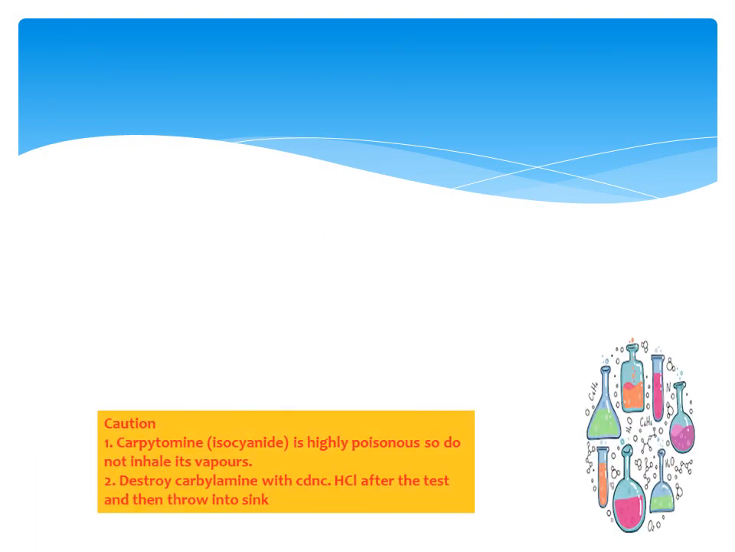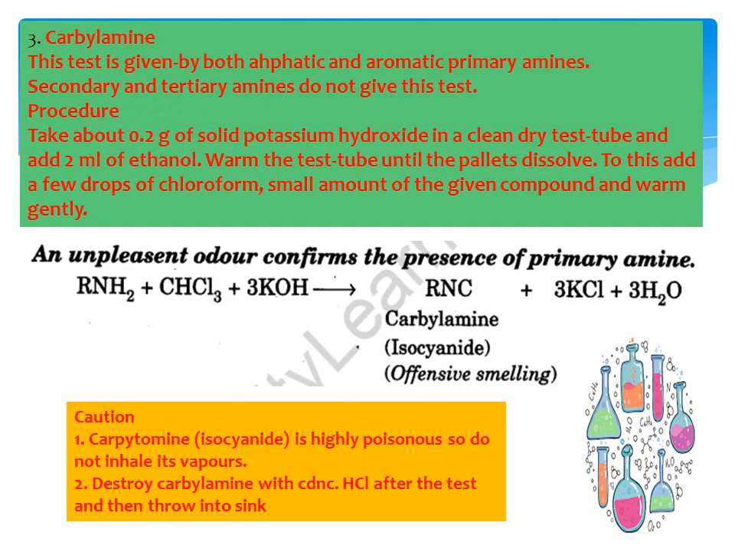Yet another important test to distinguish between primary, secondary and tertiary amines is the carbylamine test. This test is positive for both aliphatic and aromatic primary amines, but secondary and tertiary amines do not give this test. The reagents commonly used are potassium hydroxide, ethanol, the given organic compound to be tested, and chloroform.